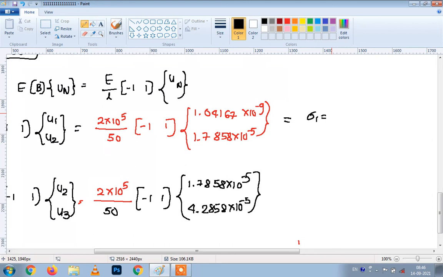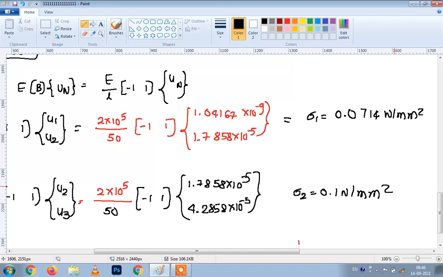Whatever values are available with me, please check. The stress for the first element that we are getting is 0.0714 Newton per mm square. This is the value of stress. Similarly, sigma 2 will be 0.1 Newton per mm square. So in this way, we have to find out the stresses and reaction force using the penalty approach.